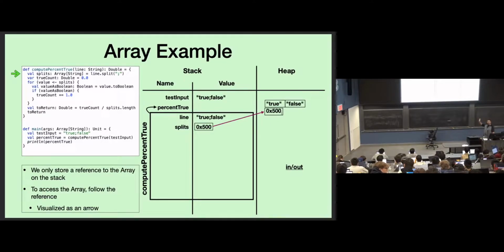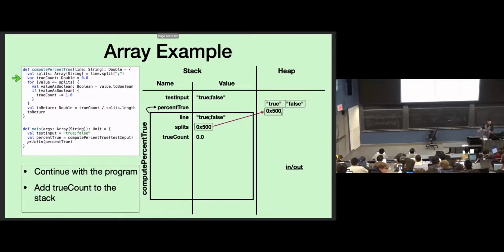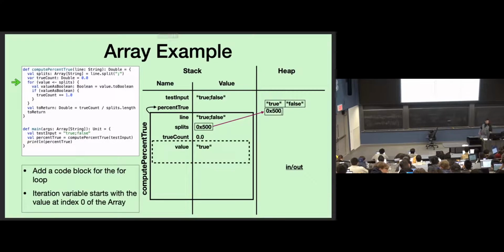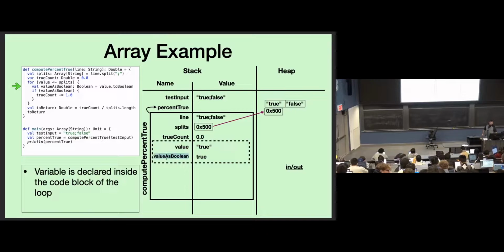The rest of this we've pretty much seen before. The iteration I want to spend a little bit of time on, but we can cruise through a lot of this. True count equals zero, put that on the stack. And then we're going to iterate over the values in that array. So for value in splits, we create a code block. For our for loop, we have the iteration variable value, which is going to iterate over splits, which is a reference to this array. And we start at the first value, true. So value is going to get the value true as a string. I'm going to create a variable value as Boolean that converts the string to a Boolean. I don't have double quotes around this because it's no longer a string. It's a Boolean value. No quotes around Boolean values.